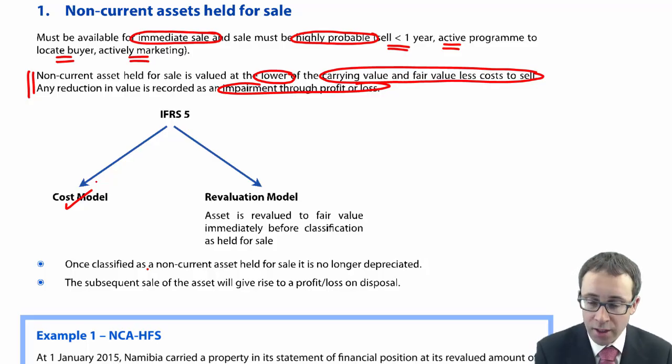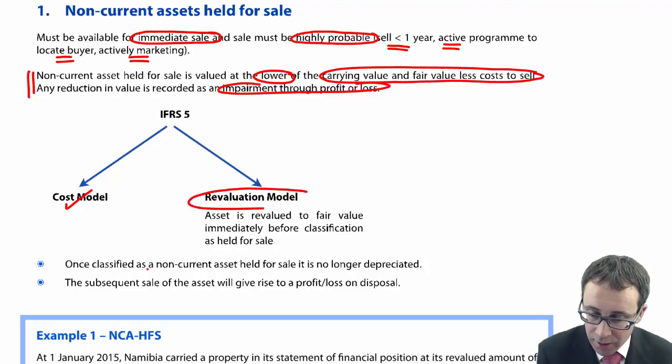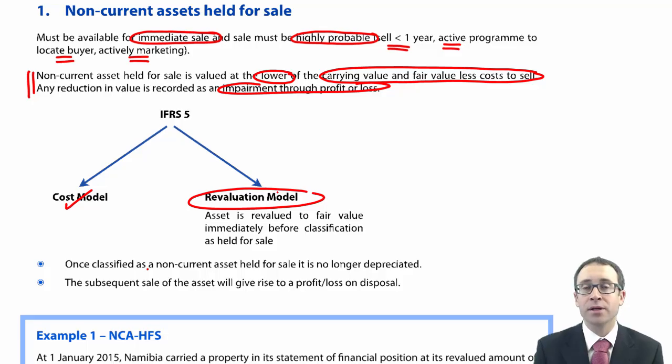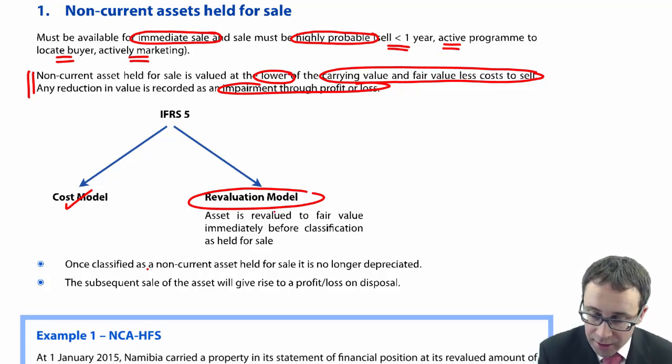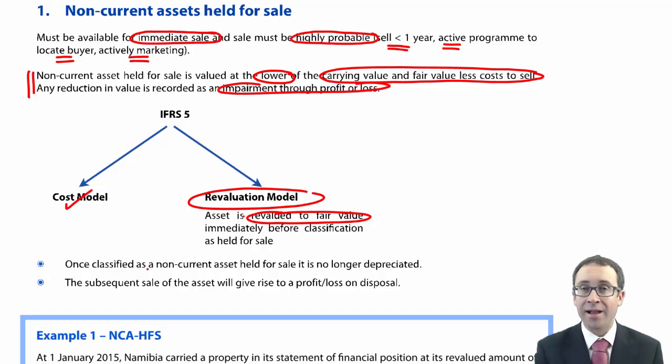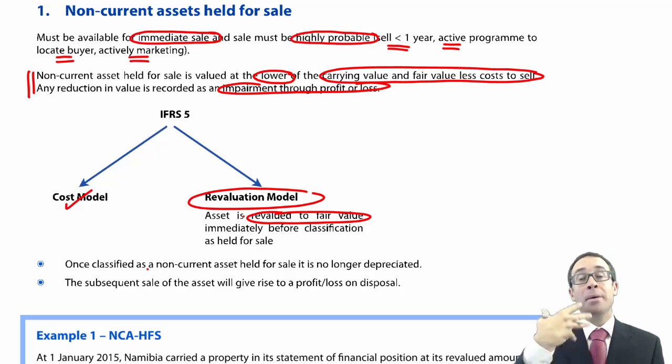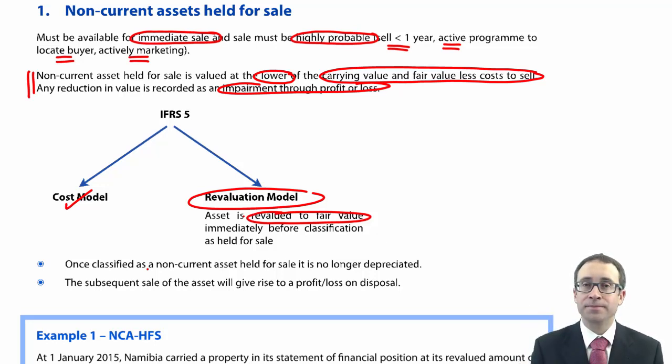The other option that you have, just be careful, is that if your property, plant and equipment is measured under the revaluation model, so likely to be maybe land and buildings, then what you do is revalue it to fair value before you classify it as held for sale. So if it's under the revaluation model, you revalue it and get it all correct first before you do the classification. Treat it as normal. Any gains go to other comprehensive income.